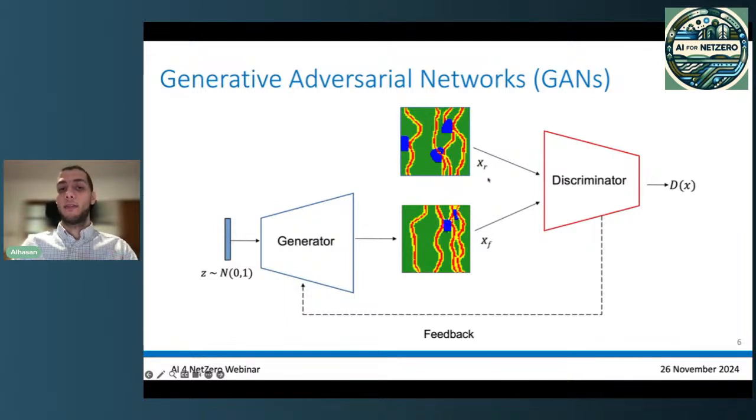GANs. These are neural networks that can be trained to learn the distribution of a particular data set. And once we train these models, we can generate new samples that resemble those found in the training set. So the basic architecture of GANs consists of two neural networks, the generator and the discriminator. Both of them could be convolutional neural networks.